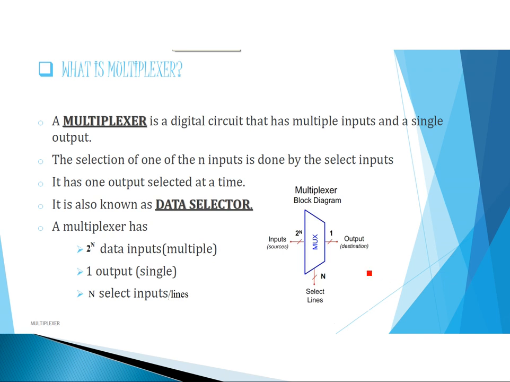As you can see in the block diagram, this is the symbolic representation of a multiplexer. It has 2 raised to n inputs, n select lines, and only one output. So a multiplexer has 2 to the power of n data inputs, one output, and n select inputs or select lines.